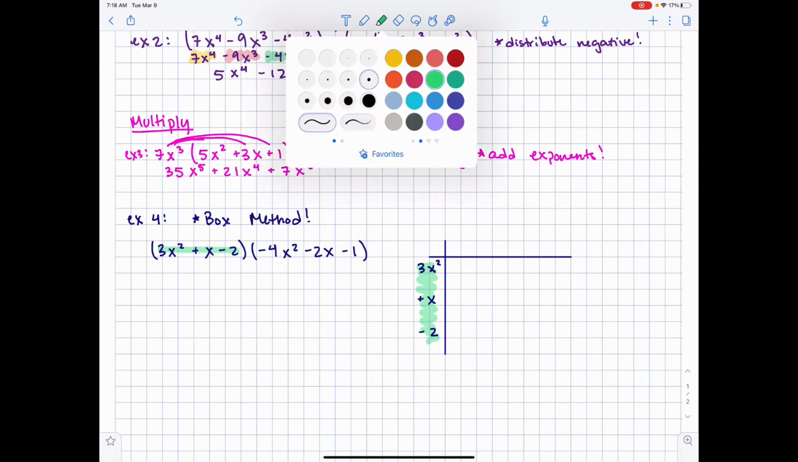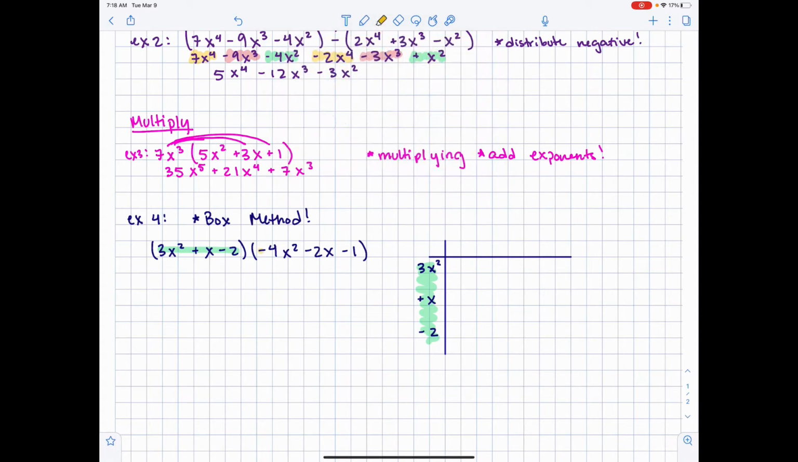Now we're going to take this other one, so this 4x squared minus 2x minus 1, and we're going to put it on the top. So 4x squared, minus 2x and minus 1. I just need to bring this box over a little bit more. There we go. If you wanted to, you could write some grid lines here to keep all your work nice and neat. I'm just going to write it as is, and we're going to multiply both these terms across. So I have this new pointer.